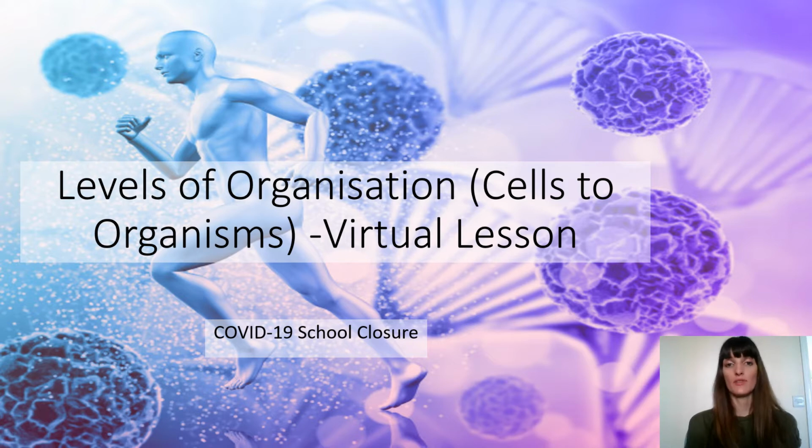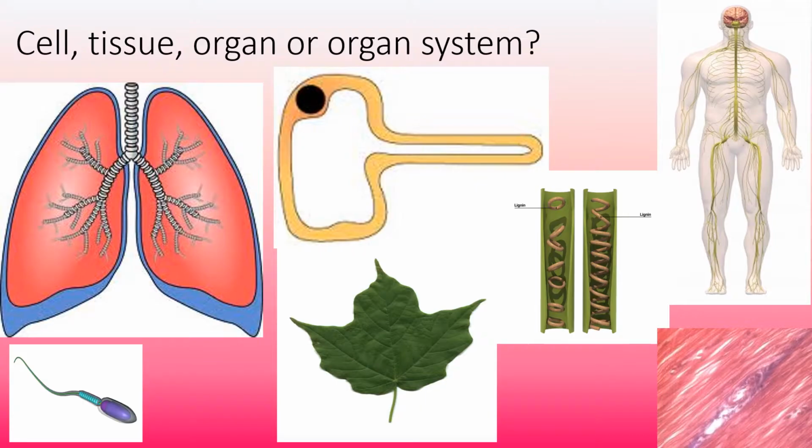This one is on levels of organisation, and that's how cells eventually make an organism. So first things first, I want you to write down the name of each of these things that you can see and to identify for me whether it's a cell, a tissue, an organ or an organ system. So pause the video and figure it out for me.